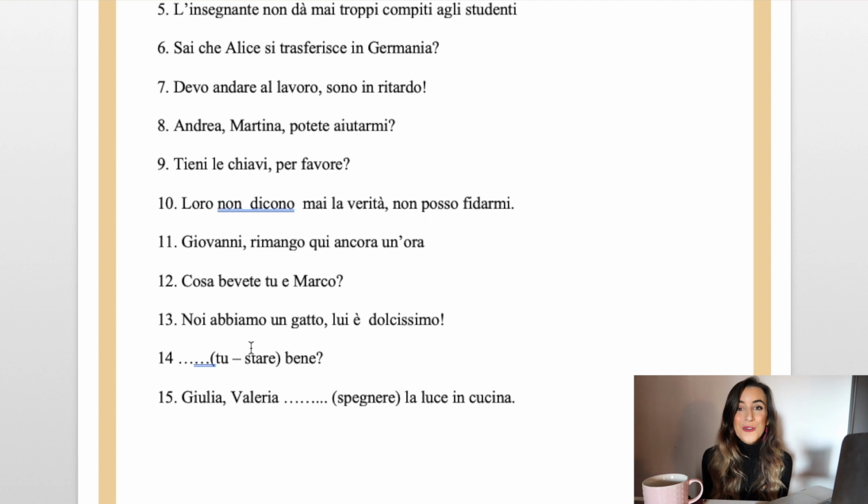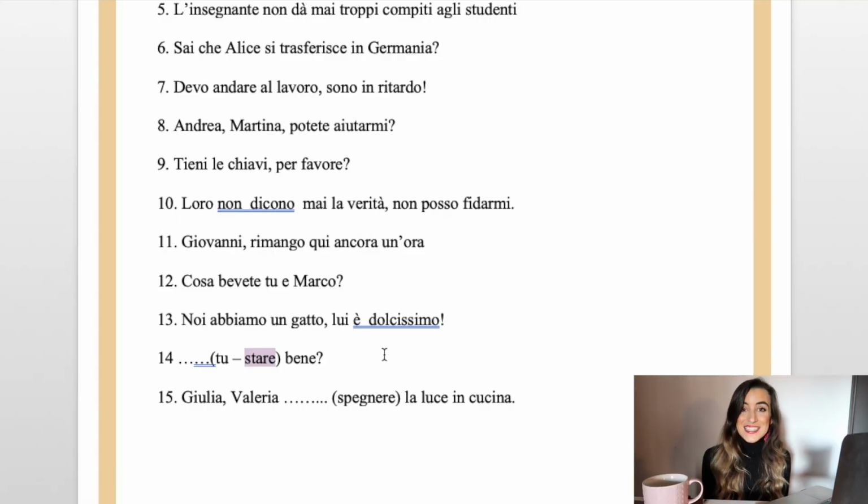Okay, sentence number 14. Here we have the subject tu and the verb stare. So in this case, stare looks quite regular, but it isn't. Let's have a look at the conjugation. Io sto, tu stai, lui, lei sta, noi stiamo, voi state, loro stanno. Okay, second person singular of the verb stare. If you watched my video about the present continuous, you already knew this conjugation, but the second person singular is stai. So here we can simply put stai bene. Let's put it over here, stai bene. That means, are you okay?